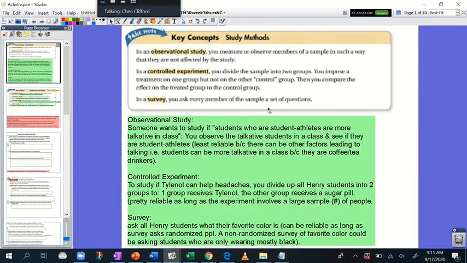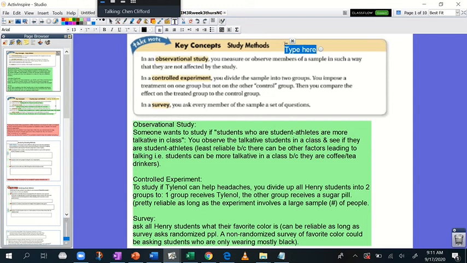All right, so let's say that you wanted to conduct a study on Patrick Henry students. At Patrick Henry, there are roughly 2,500 students in the whole school. That's a lot of students.